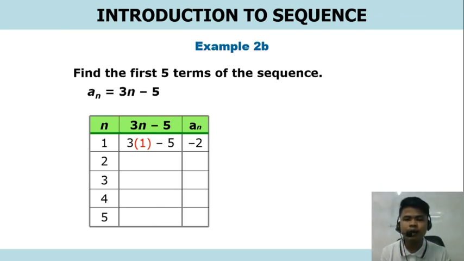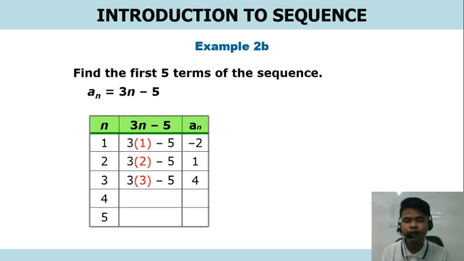Next, if you want to find the second term, just substitute 2 into the formula. Then it will become 3 times 2 minus 5. 3 times 2 is equal to 6, minus 5, 1. Next, if you want to find the third term, you just need to substitute 3 for n. It will become 3 times 3 minus 5, 3 times 3, 9 minus 5, 4.